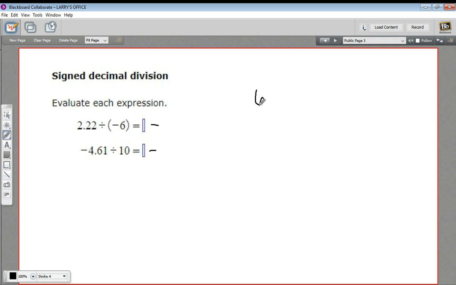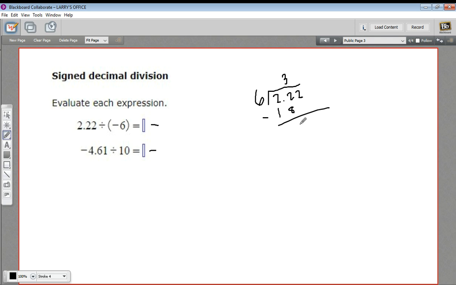Well, I'm just going to do the number part of this division. 2.22 divided by 6. I'm going to ignore this decimal sign for right now. I'm going to ask myself, how many 6s would go into 22? Well, 4 times 6 would be 24, so this should be 3. So that's 3 times 6 is 18, and then I can subtract that.